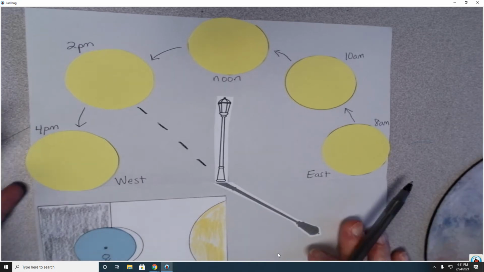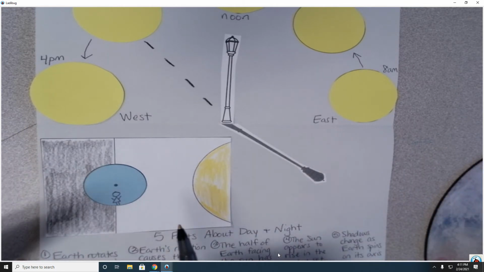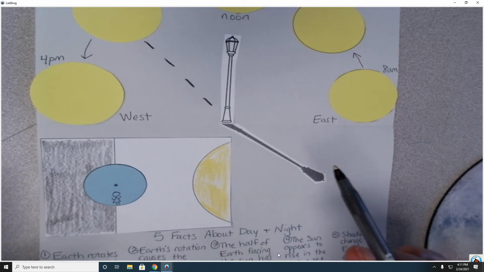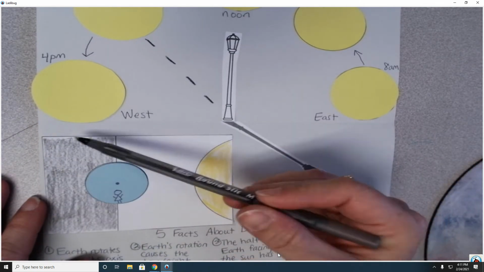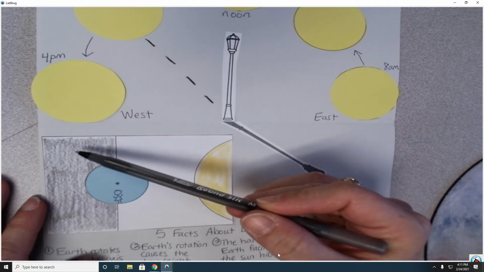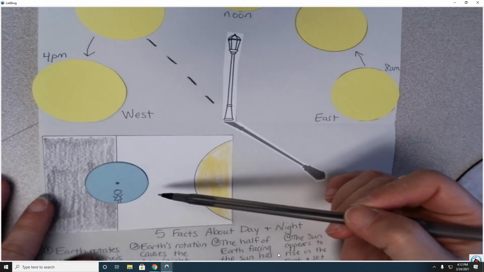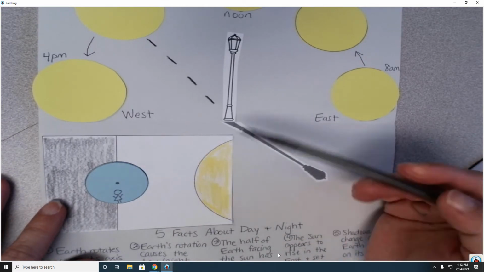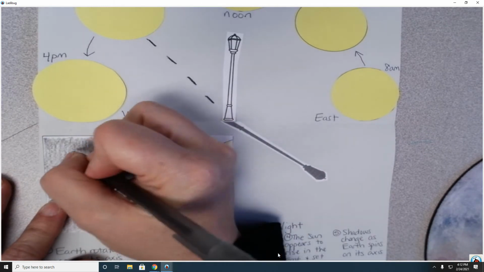So let me show you another little diagram here that might help you understand that it's really us spinning around, not the sun moving. What we have here is the sun, and you see a black rectangle over here. This is going to indicate the half of the earth that is in nighttime. This white area facing the sun is going to indicate day. So this is going to be day, and this is going to be night.